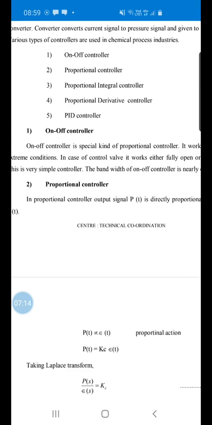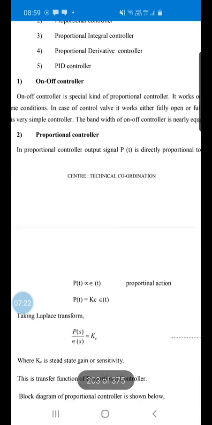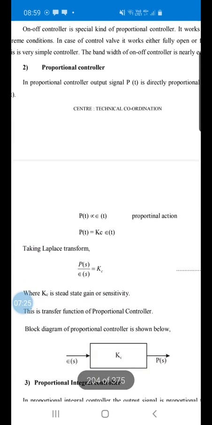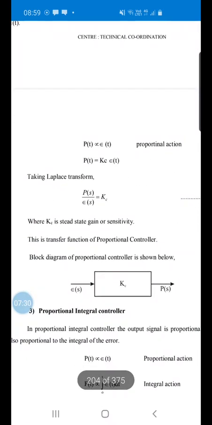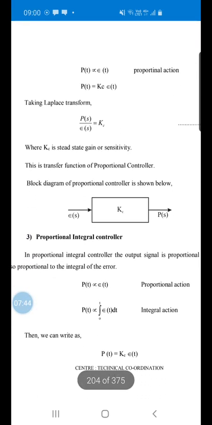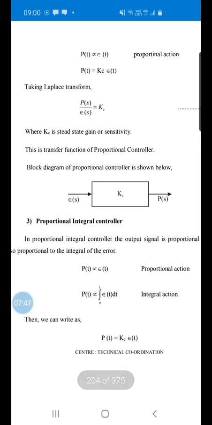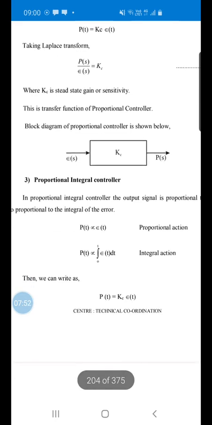Whereas in a proportional controller, the output signal is directly proportional to the error, obviously. So we can write P(t) is proportional to epsilon(t). So we can take its Laplace transform. P(s)/epsilon(s) is equal to Kc. This Kc is called the steady state gain or the steady state sensitivity. And this is the transfer function for the proportional controller, which can be shown through the block diagram as epsilon(s), Kc and P(s). So P(s)/epsilon(s) is equal to Kc.